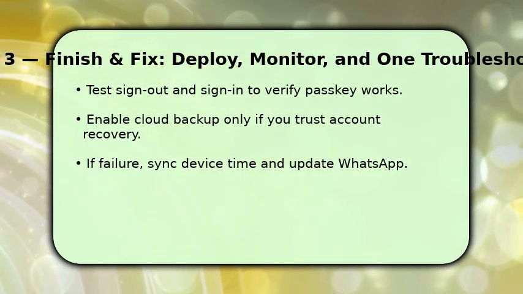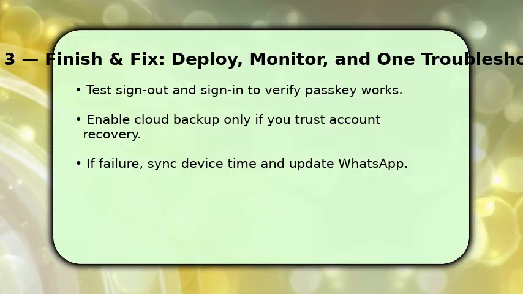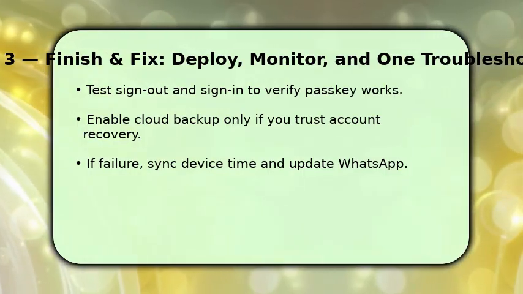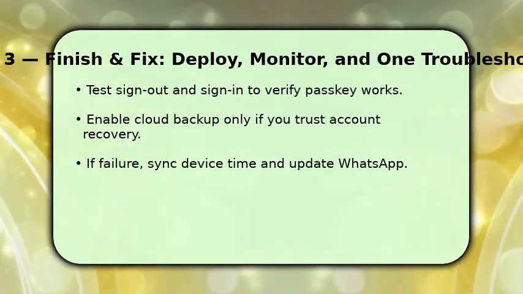If you encounter errors, check that device time is correct, update WhatsApp, and re-enable biometrics. If the passkey fails repeatedly, revoke it and recreate. This resets the cryptographic link and typically resolves mismatched keys.